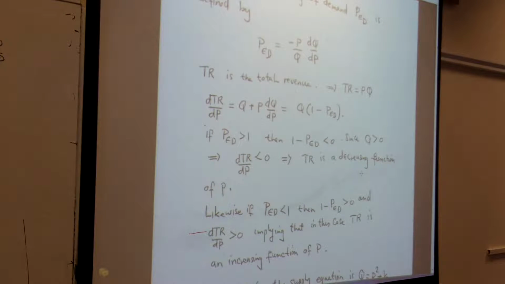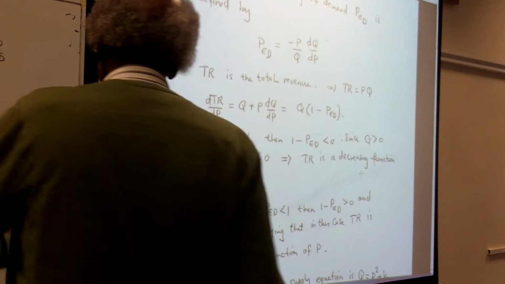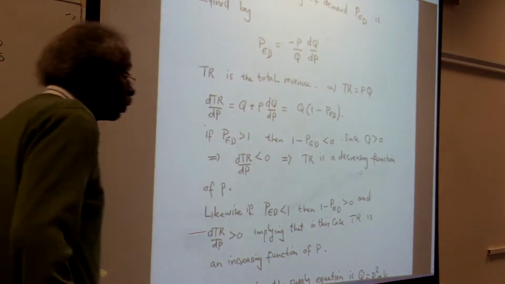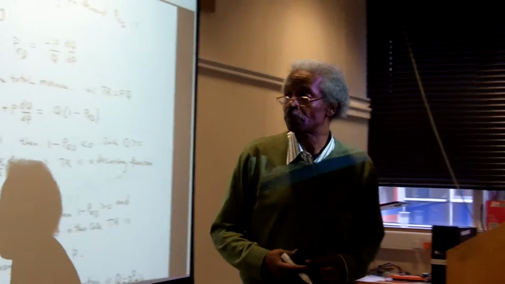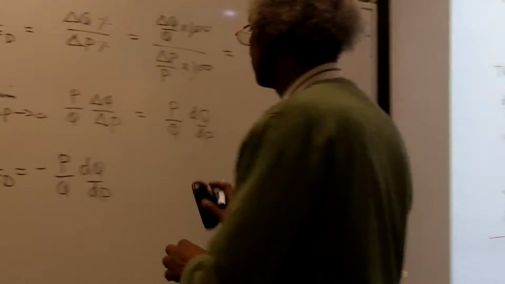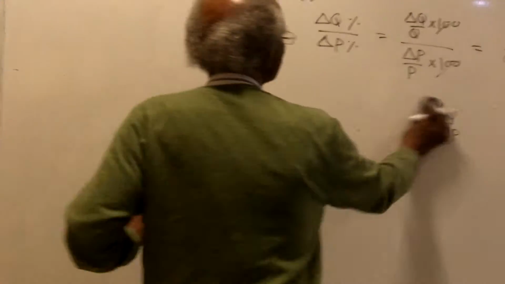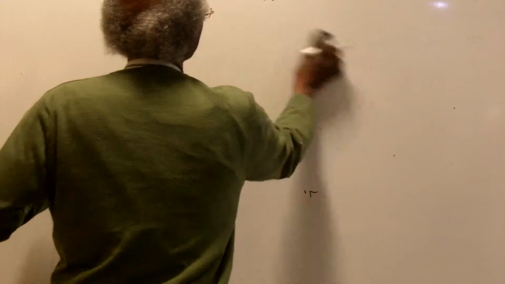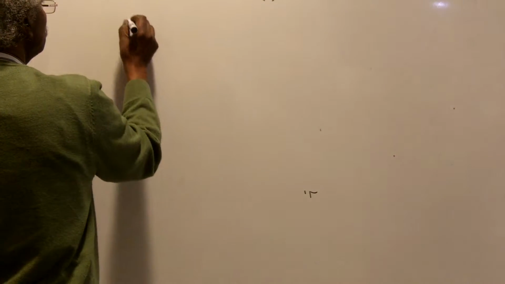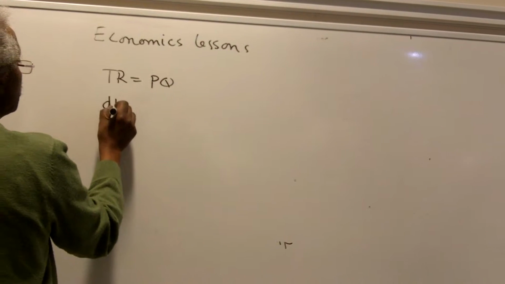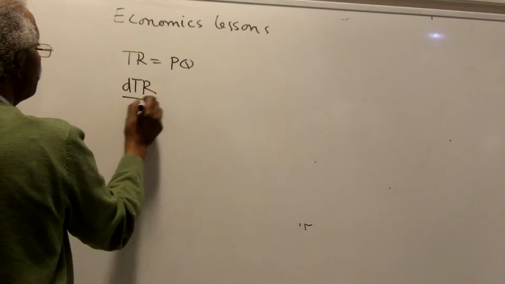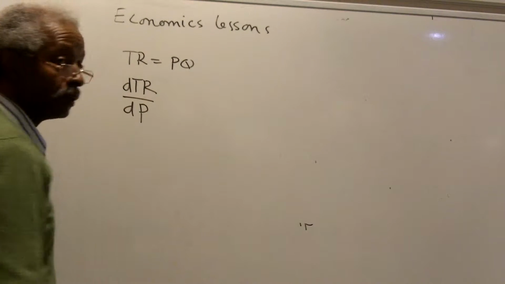Okay? If I want to actually see what happens to the total revenue as price changes, I'll differentiate the total revenue with respect to price. So let me do that. So that is the total revenue, which is PQ. Now I'm going to differentiate this with respect to price.